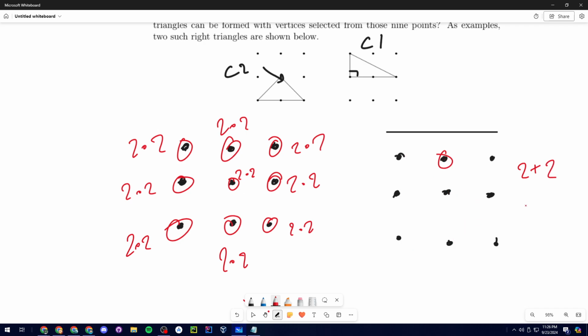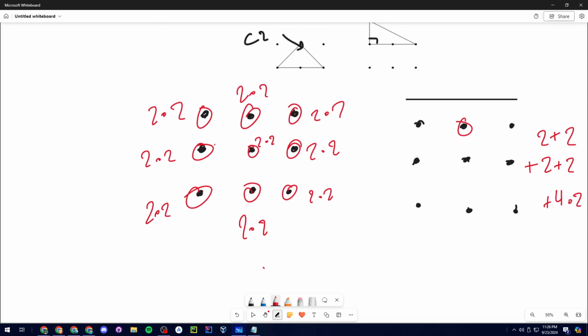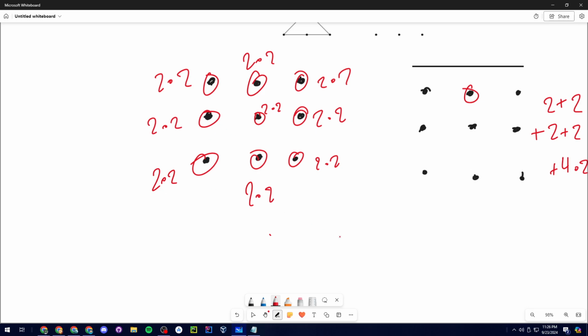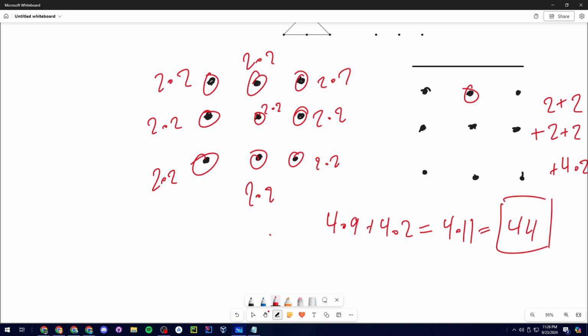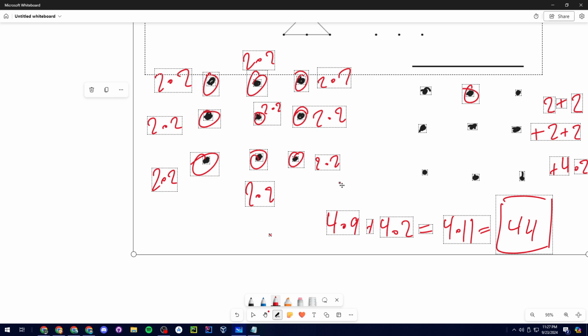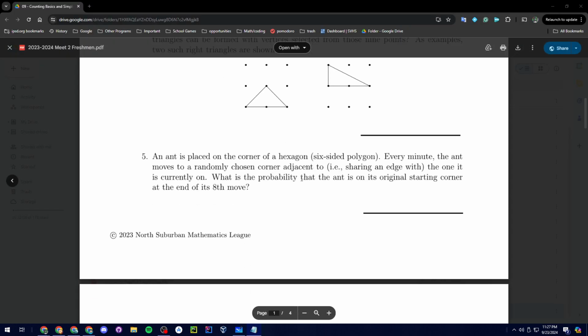So in total, I have 2 plus 2 plus those other. I'm just going to say 4 times 2. Why? Because this is 4 times 9, because I have 9, all of these are 4. So 4 times 9 plus 4 times 2 just makes 4 times 11. That is just 44, which is your answer. So yeah, essentially, split up into casework, and it's not that bad. That's kind of the gist of a lot of counting problems.